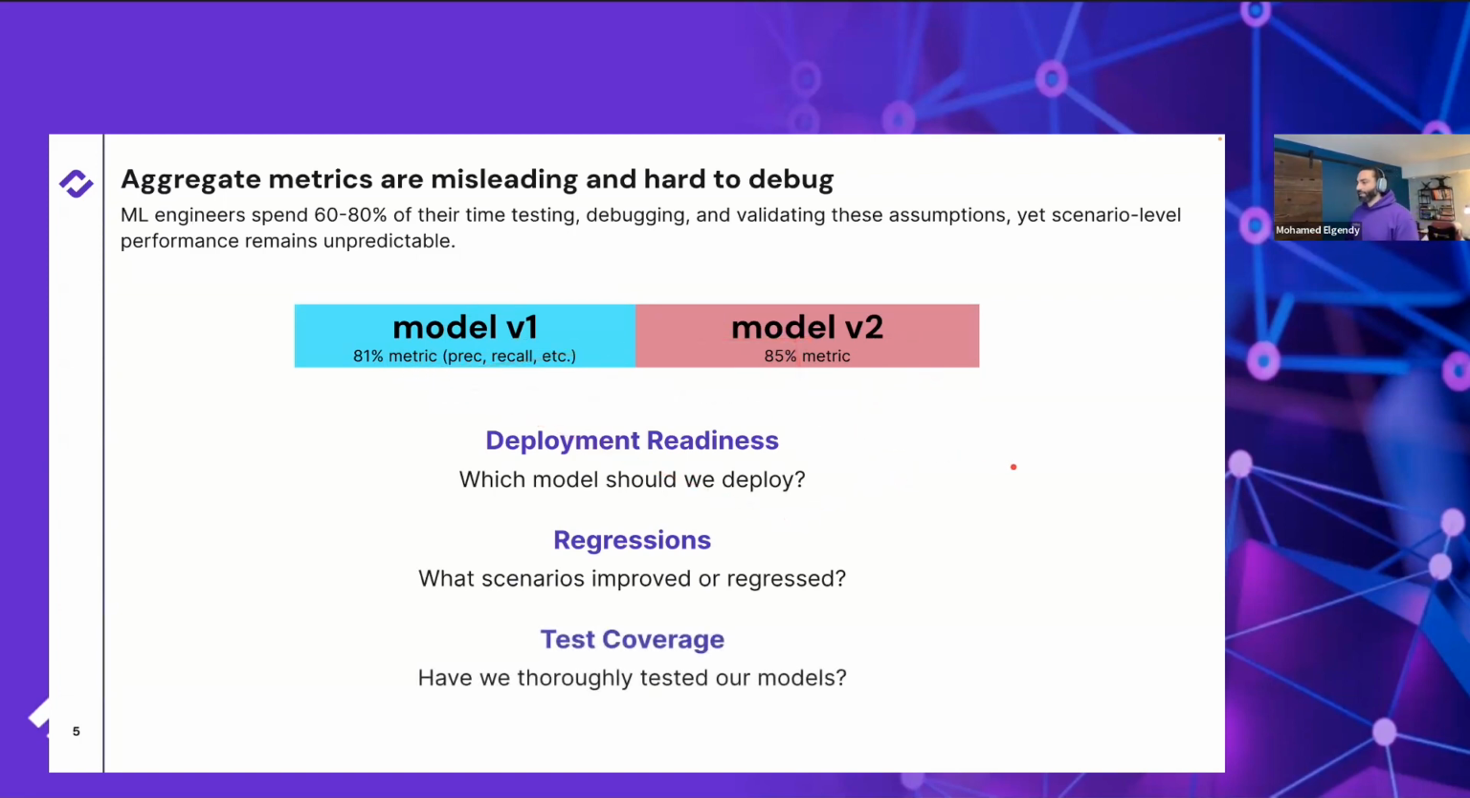And the third thing is, are we confident that we thoroughly tested our models? That's the question we always get. Have we tested on this data that we got from that customer? Have we tested on the other data we got from other customers? We always get these questions as data scientists. We don't know what the test coverage looked like.